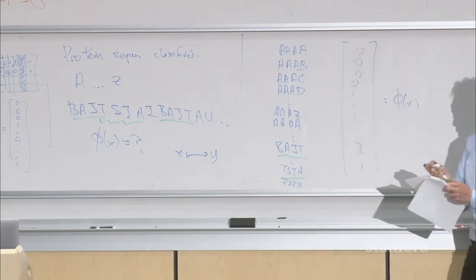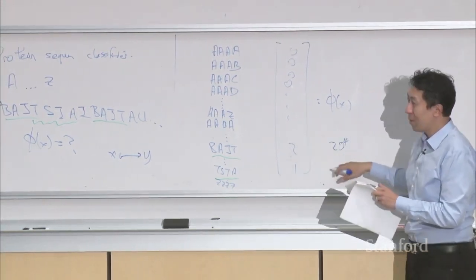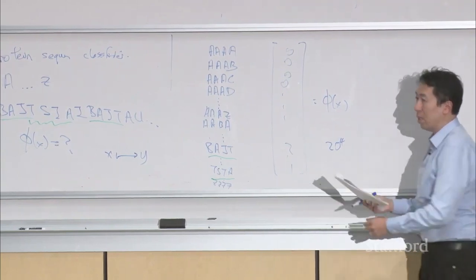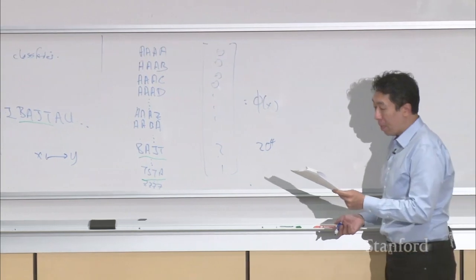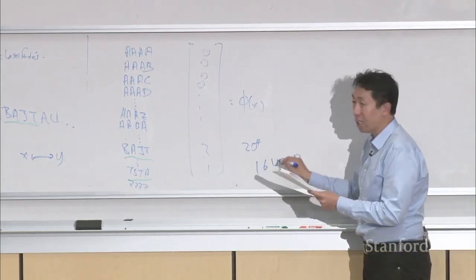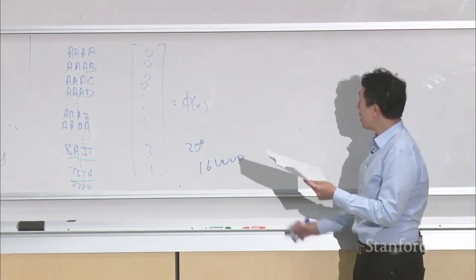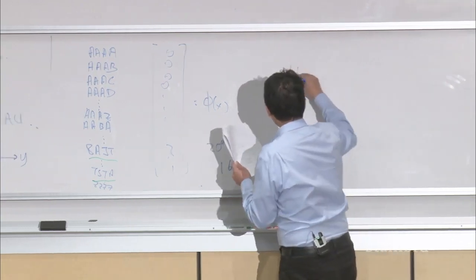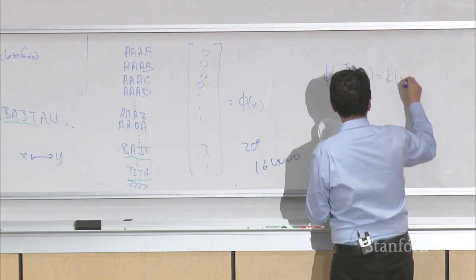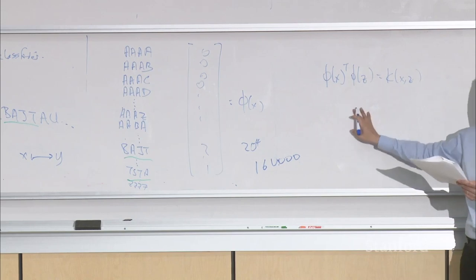So this is a 26 to the 4 dimensional feature vector. This is a very, very high dimensional feature vector. 20 to the 4 is 160,000. It's pretty high dimensional, quite expensive to compute. And it turns out that using dynamic programming, given 2 amino acid sequences x and z, you can compute phi of x transpose phi of z as k of x, z. And there's a dynamic programming algorithm for doing this.